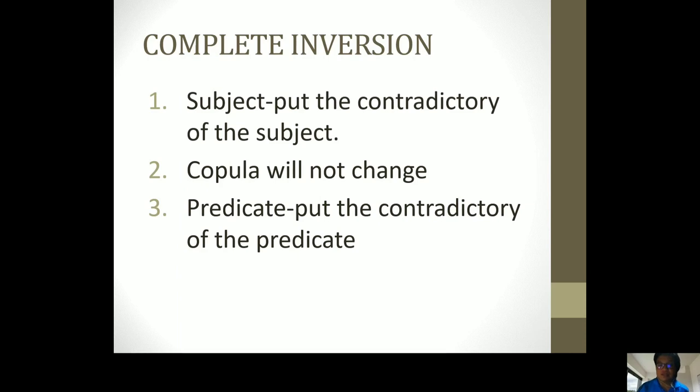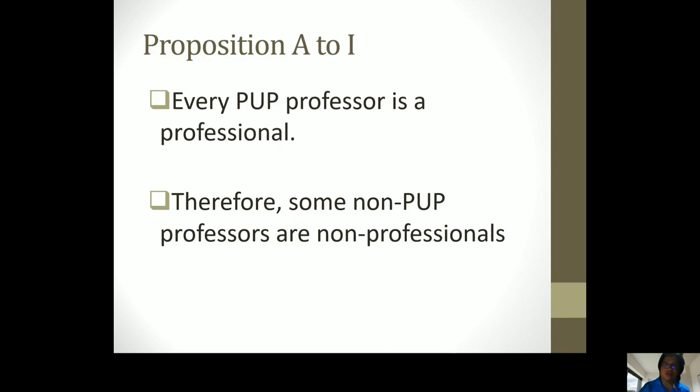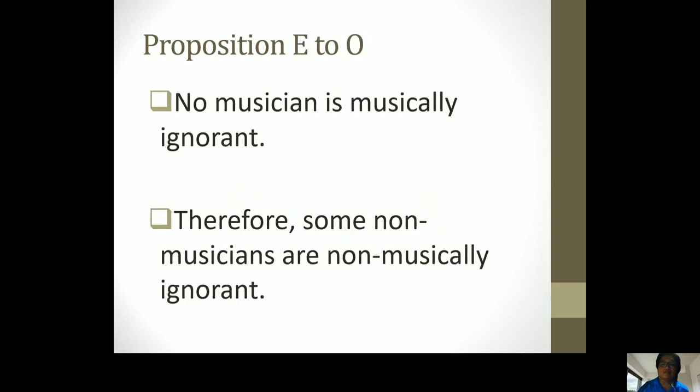Next, let's proceed to complete inversion. Here, the subject will become the contradictory of the subject. Your copula will not change. Then your predicate, you're going to put the contradictory of the predicate as well. Now, how to do that? Proposition A to I, meaning universal affirmative into particular affirmative. Every PUP professor is a professional. Change that. Therefore, some non-PUP professors are non-professional. This is particular affirmative because of the double negation, are non. Okay? Proposition E to O. No musician is musically ignorant. Therefore, some non-musicians are not musically ignorant.